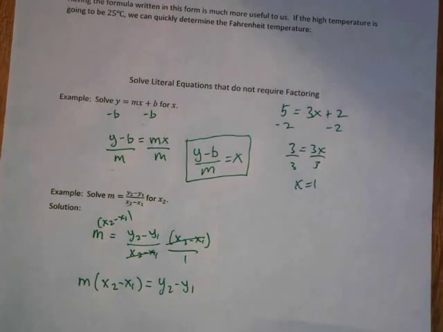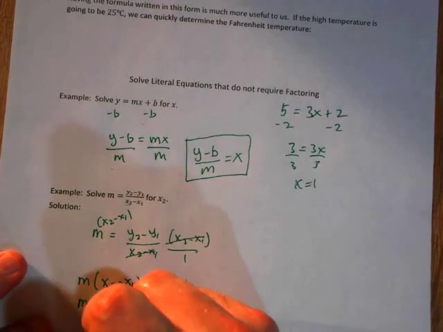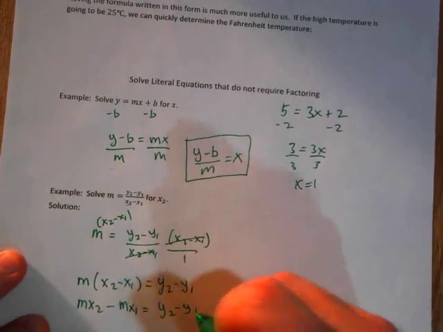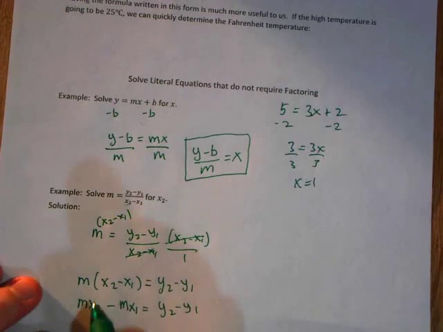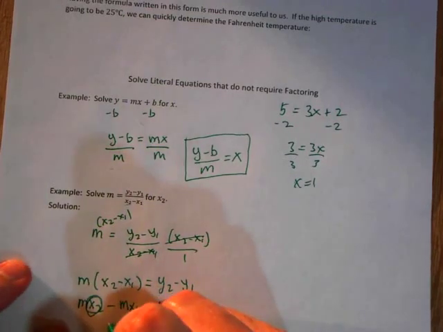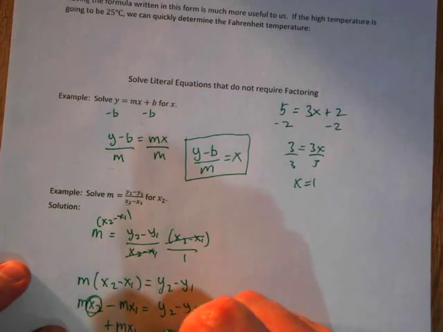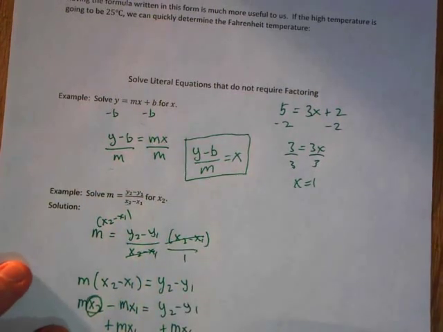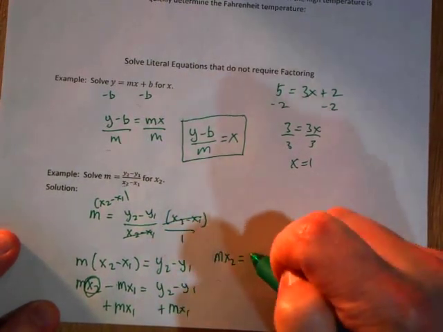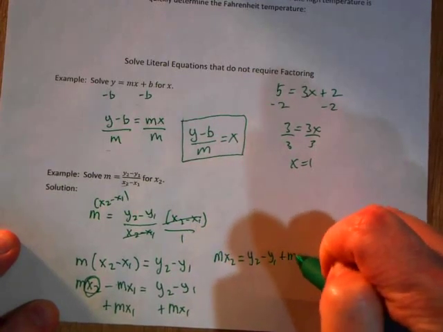Now, there's a couple different ways you could go here. Method number one would be, let's distribute the m through. Okay, I'll do that. mx2 minus mx1 equals y2 minus y1. Now, the deal is I'm trying to get this x2 all by itself. I notice the x2 is connected by a multiply and a subtract. Similar to the last time, when something's connected by a multiply and a subtract, we typically do this add and subtract first. So we would have mx2 equals y2 minus y1 plus mx1.